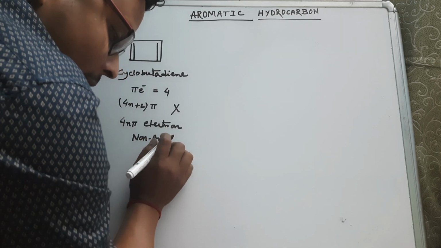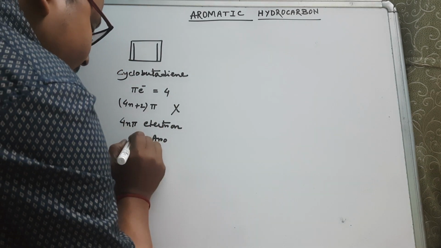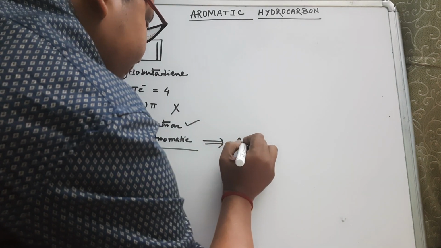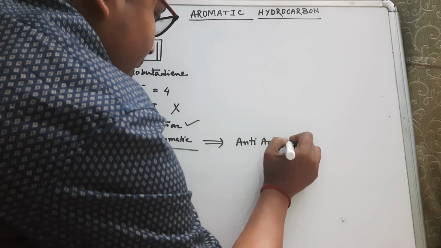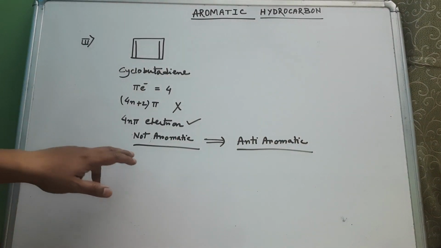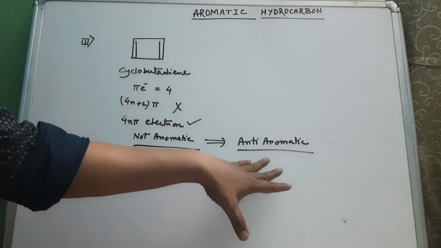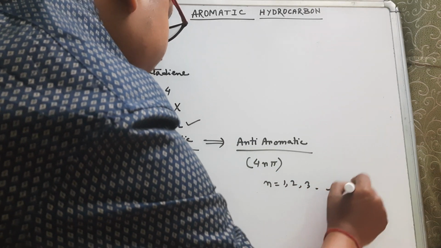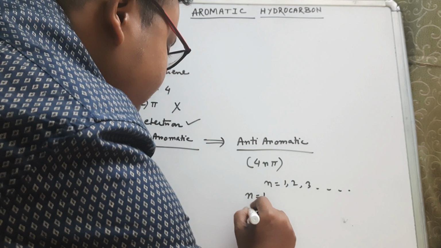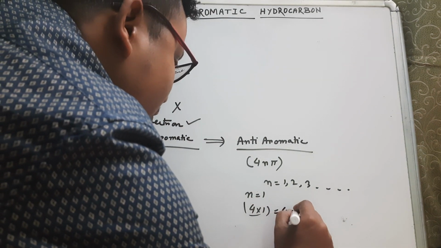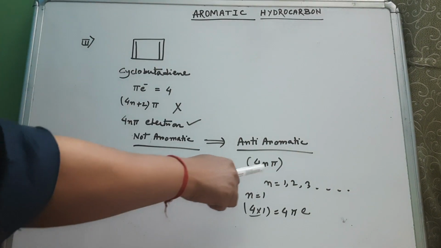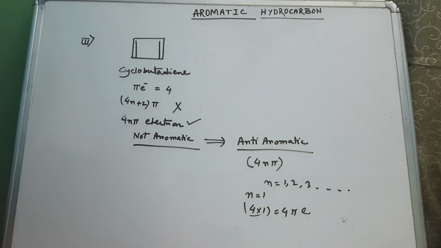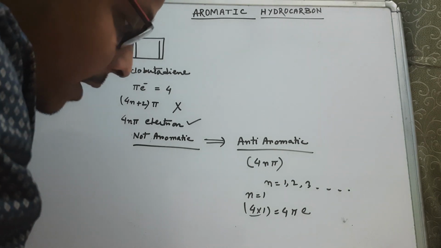As it fits with the formula for a 4n pi electron system, this is called anti-aromatic. It is not simply called non-aromatic; it is rather called anti-aromatic because it fits the 4n pi system formula, where n equals 1, 2, 3, etc. Here n equals 1, that is 4 pi electrons. So it satisfies the 4n pi electron system, and it is cyclic, planar and conjugated, of course. So cyclobutadiene is anti-aromatic. Remember, cyclobutadiene is anti-aromatic.